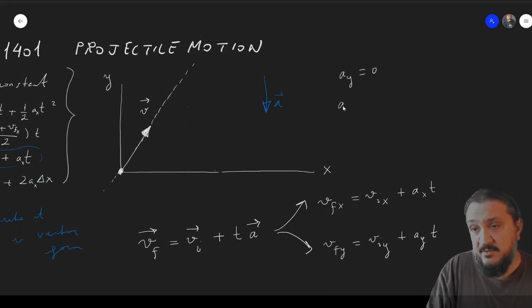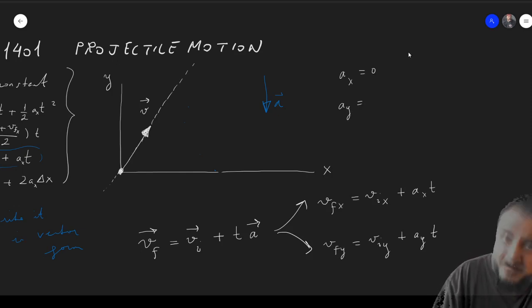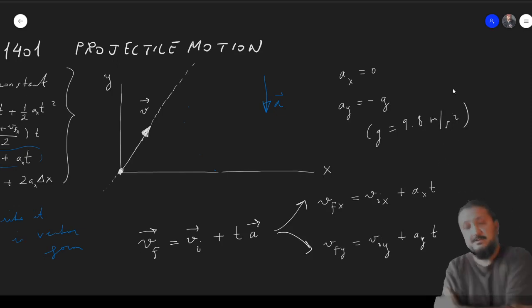AY is 0, and AX is 0, sorry, I put it the wrong way. There is no X component. AX is 0. What about AY? That has the 9.8, right? It's 9.8 downward, but it's downward, so negative 9.8, or negative G. Let's go with negative G, where G is a letter that represents 9.8 meters per second square.